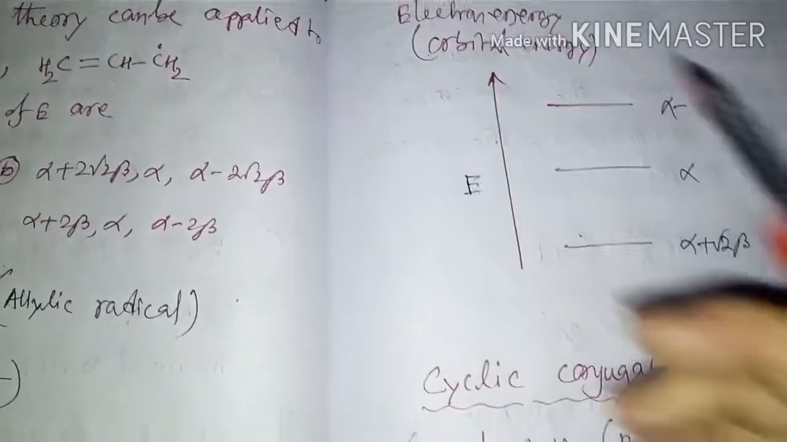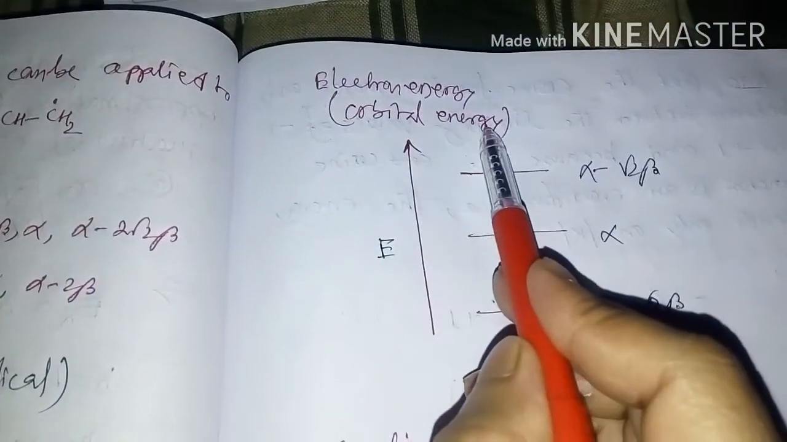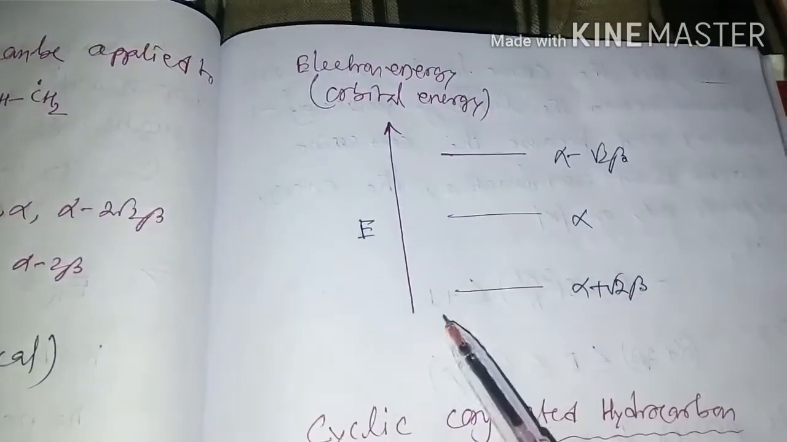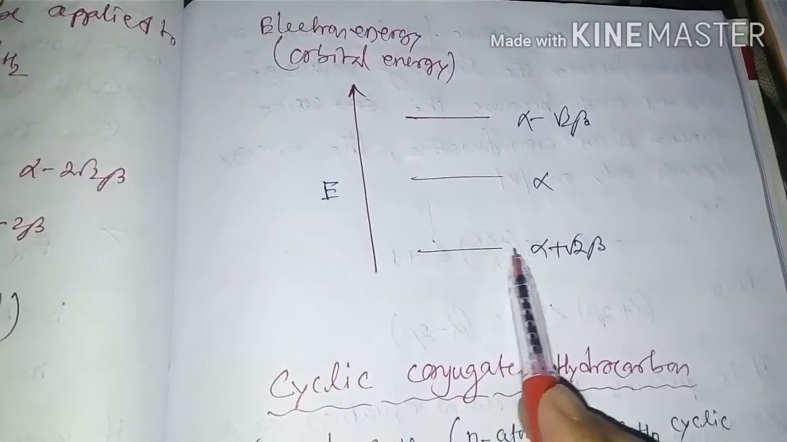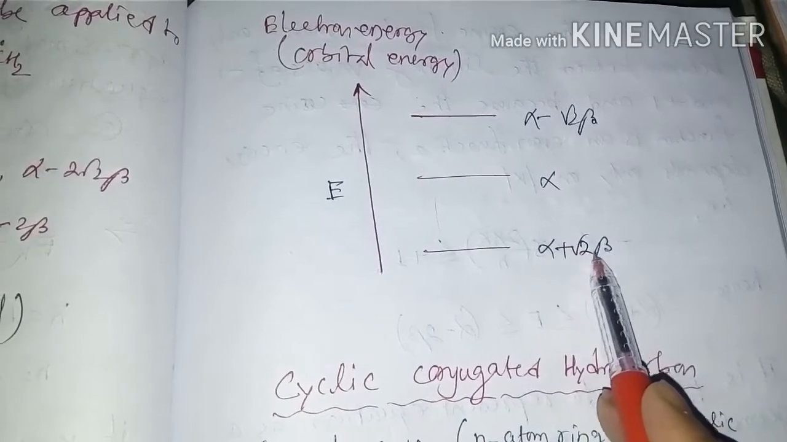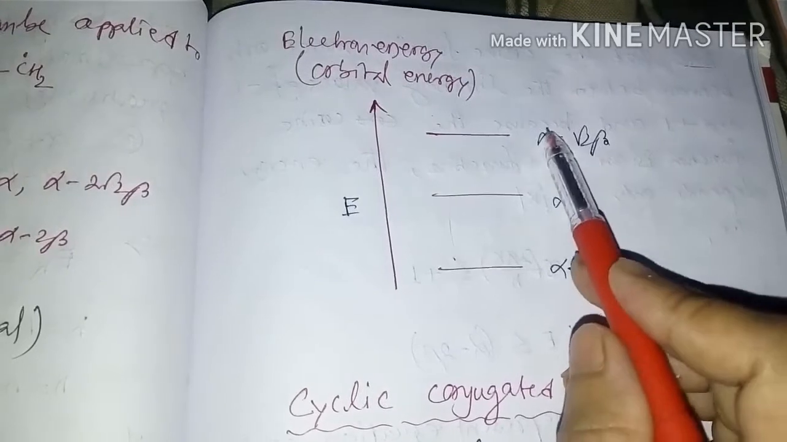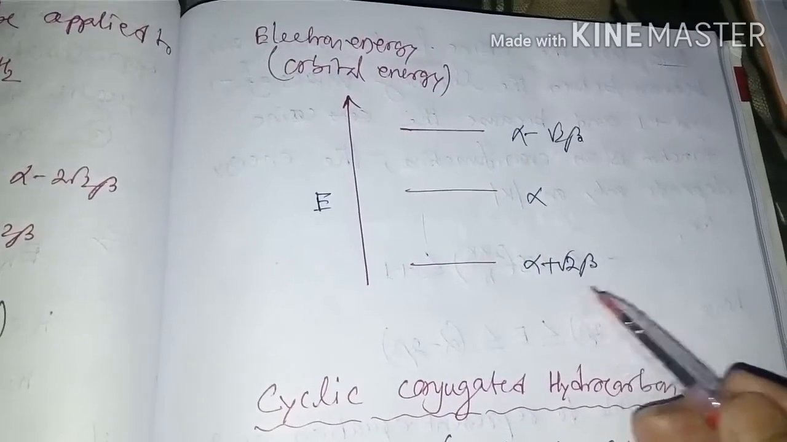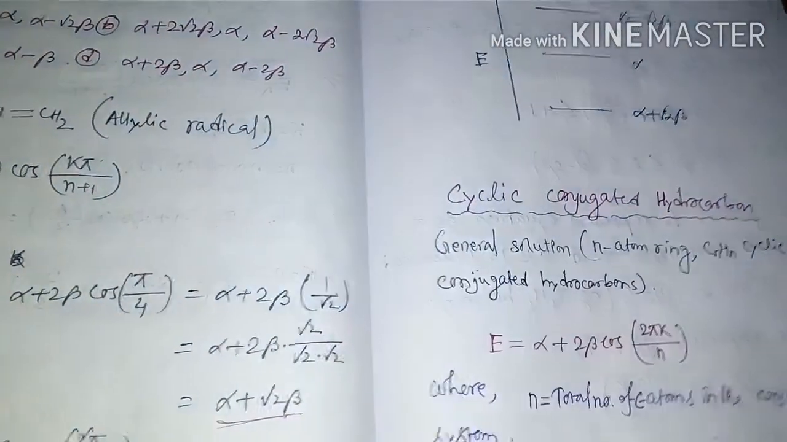Now this another one, this E is called orbital energy or electron energy. You can write like this. Okay, first this one, alpha plus root 2 beta, this one is bonding. Okay, then non-bonding, and this one is alpha minus root 2 beta. Okay, so like this, understood? So this one is about linear conjugated molecules.